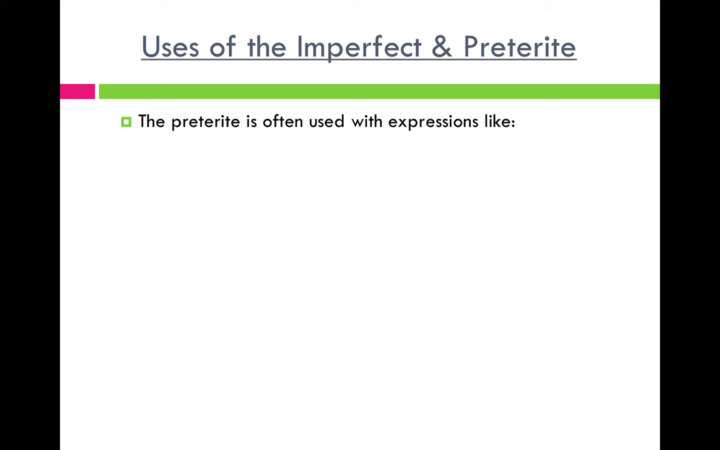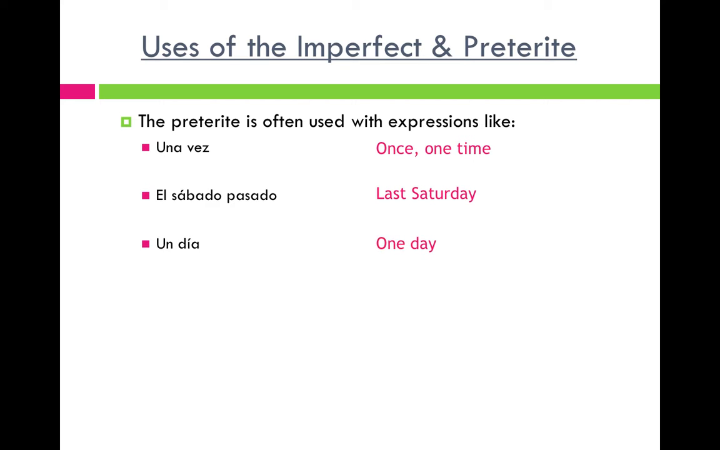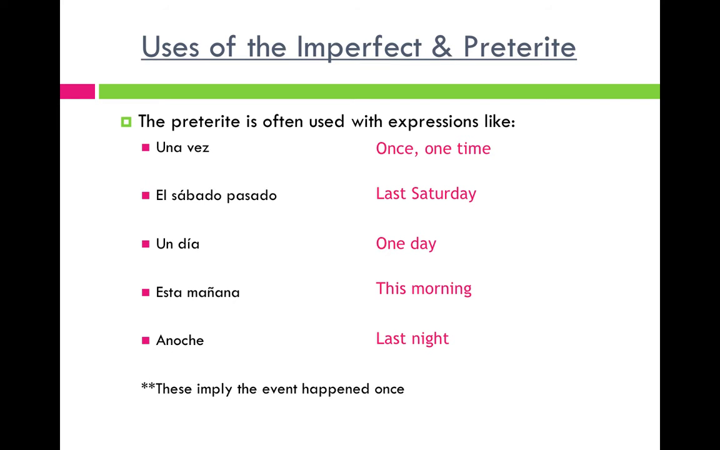Now the preterite is used with una vez, once or one time, el sábado pasado, last Saturday, un día, one day, esta mañana, this morning, anoche, last night. These all imply the event that happened once.